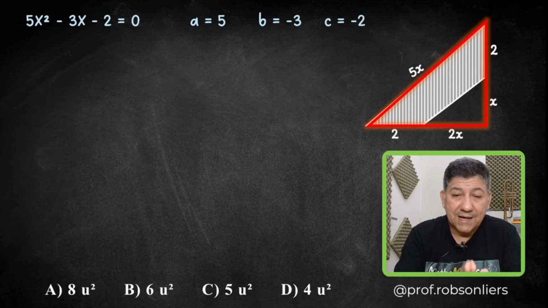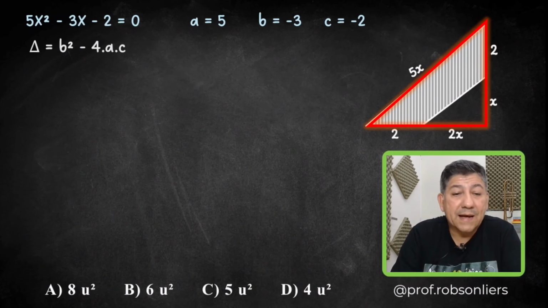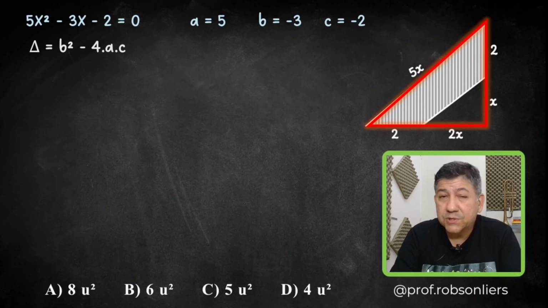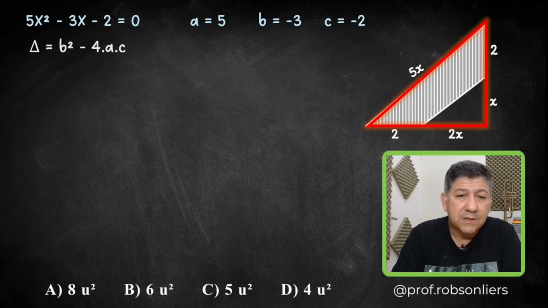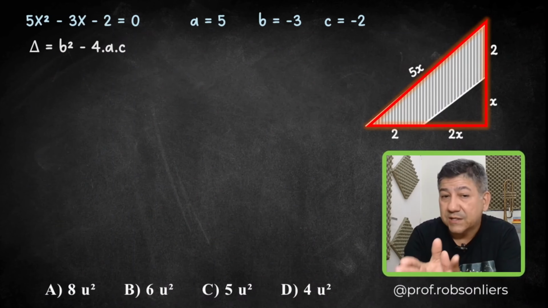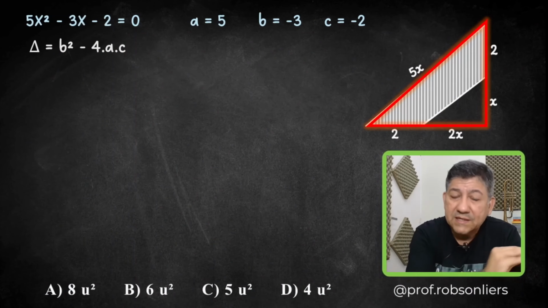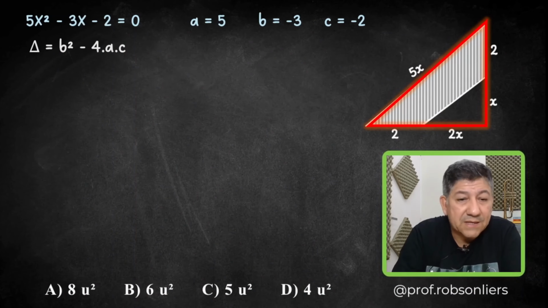Now that we have a, b, and c, let's find the discriminant of the equation. Delta equals b squared minus 4ac. See that we already have a, b, and c. We just need to substitute into the discriminant formula. It's just like a cake recipe. Let's go to the recipe and the ingredients. We just need to put the ingredients into the recipe. Yeah, delta is b squared minus 4ac.